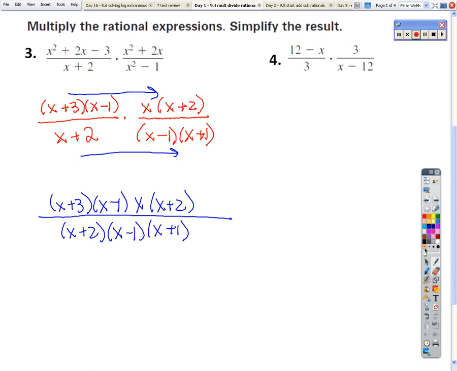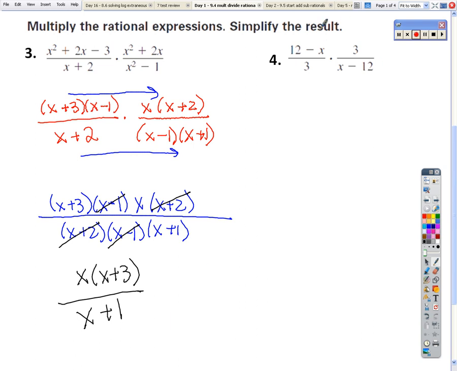So I'm going to look and see, are there any common factors in the numerator and denominator that I can cancel? Well, this x minus 1 can go with this x minus 1. The x plus 2 cancels with x plus 2. So my answer remaining is x times x plus 3 all over x plus 1.